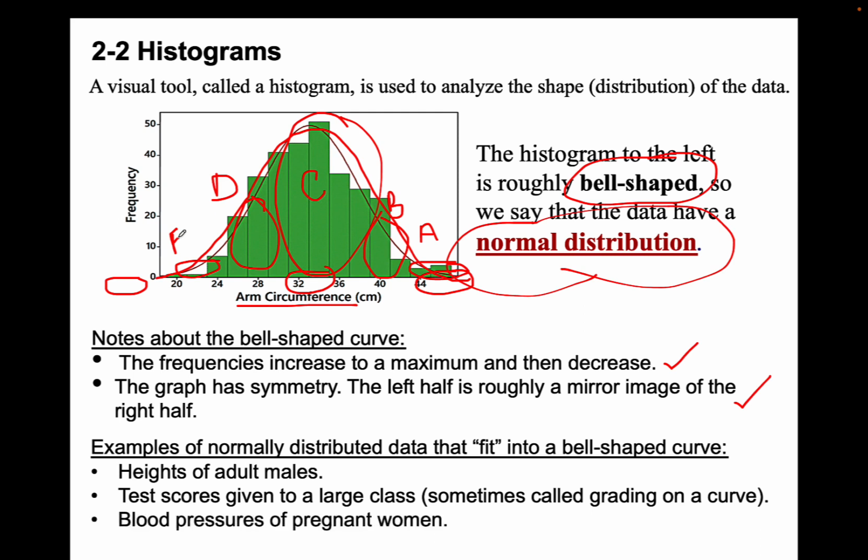Last example, the blood pressures of pregnant women. Okay, if we measured the blood pressures of pregnant women, majority of them would lie in where the average is, okay? And then some of them would have higher blood pressure, a few would have very high blood pressure, some would have a little lower blood pressure, and a few would have very low blood pressure. Okay, so those are examples of data that takes on the shape of a bell, and we call it normal distribution.